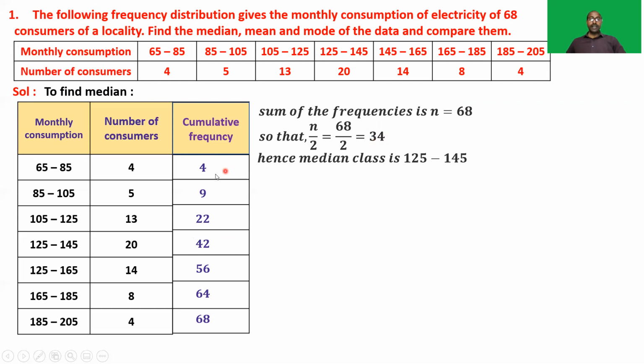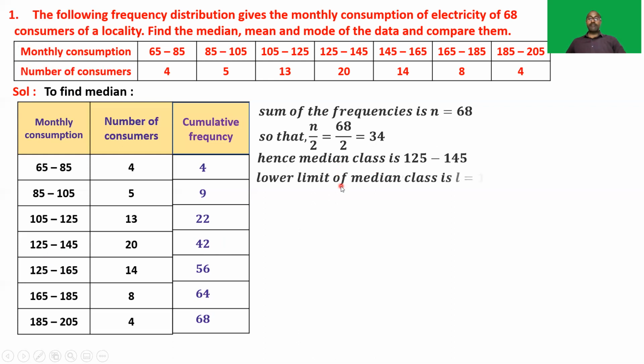So in the first one, we have cumulative frequency 4, which is less than 34. In the second one, we have 9, which is less than 34. And in the third one, 22, which is also less than 34. And in the next, fourth one, we have 42, which is greater than 34. So the cumulative frequency which is greater than n by 2 and nearest to n by 2 is only 42. Now the class having cumulative frequency 42 is the median class. So hence the median class is 125 to 145.